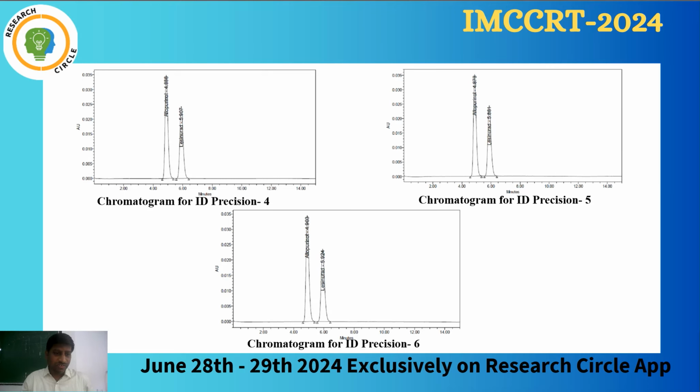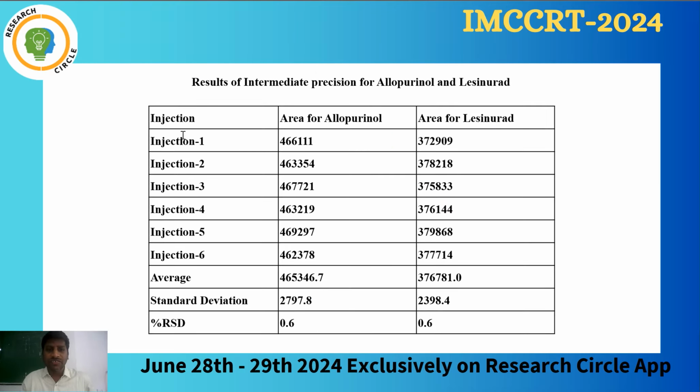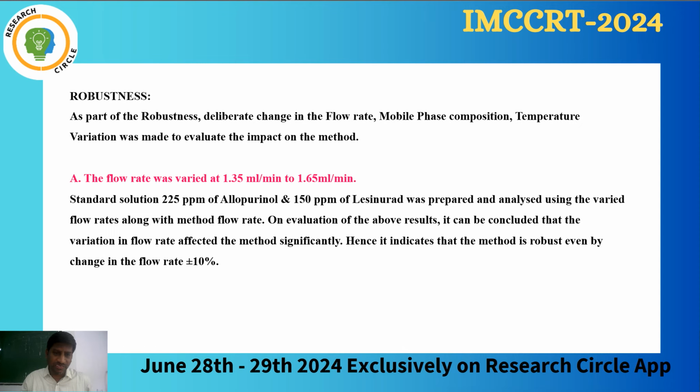So these are the 6 graphs from the interday precision. For injections 1 to 6, we have to record the peak area for allopurinol and the peak area for Lesinurad. We have to calculate the average, standard deviation, and RSD. The obtained value is less than 2, so it was acceptable within the acceptance criteria of ICH guidelines.